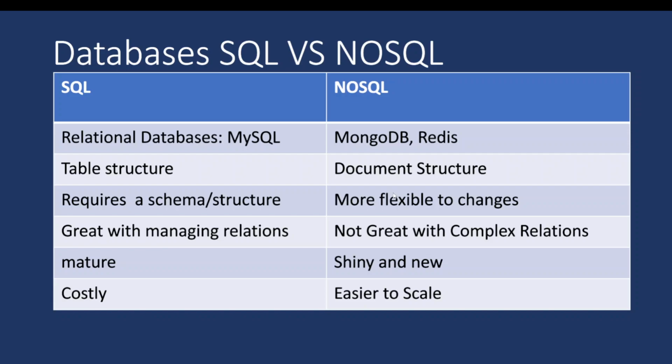We can store data based on our requirement. And SQL is very great at managing relations because the data is stored in the form of tables, so we do not have to care much about the relations. But in NoSQL, when the data is very big, it's very complex to manage relationships as compared to SQL. SQL is a very mature language, whereas NoSQL is very new and shiny.